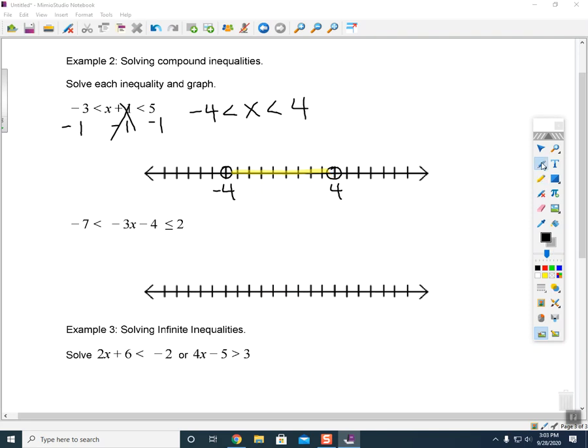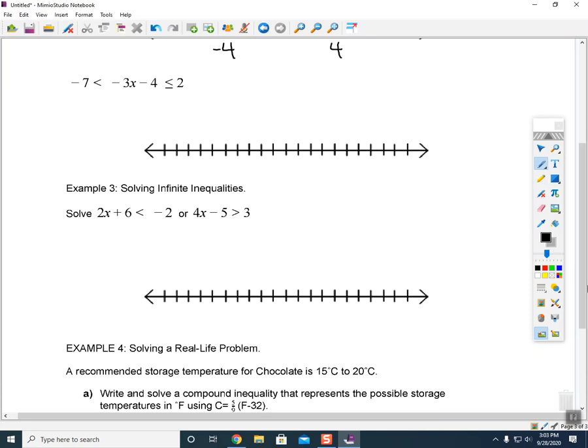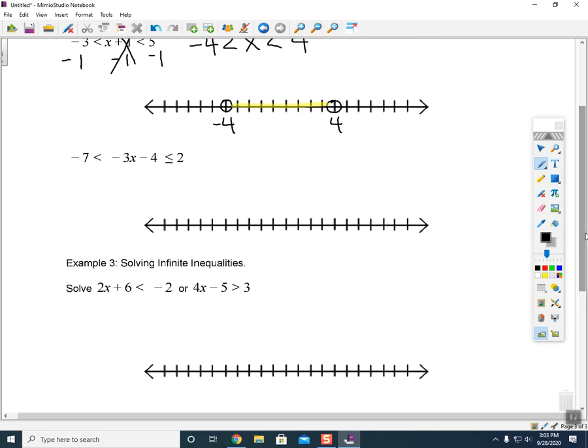Something to keep in mind is that in this case, the rules for inequalities still apply. So if I look at this next one, I've got -7 is less than -3x minus 4 is less than or equal to 2. The first thing that I know I need to get rid of is this 4. To undo subtraction, I need to add. So I will add 4 to every part of my inequality. -7 plus 4 gives me a -3. -3 is less than -3x is less than or equal to 2 plus 4, which is 6.